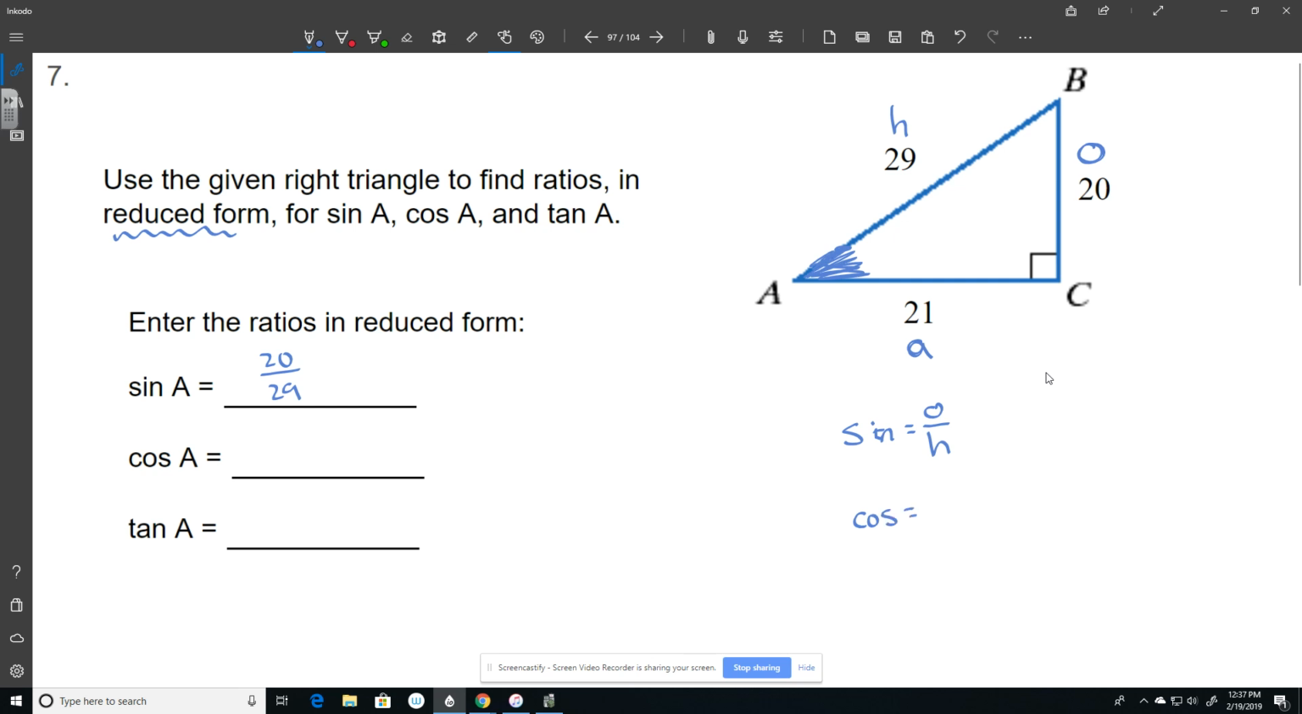Remember cosine, SOHCAHTOA, is adjacent over hypotenuse. So my adjacent is 21. My hypotenuse is 29. And then my tangent of A is opposite over adjacent. So 20 over 21. And none of these simplify. Nothing goes into 20 and 29. Nothing goes into 21 and 29. So these are already in reduced form.